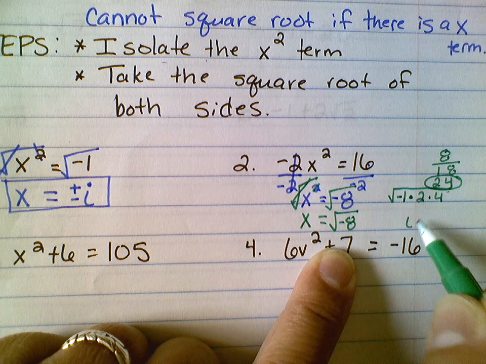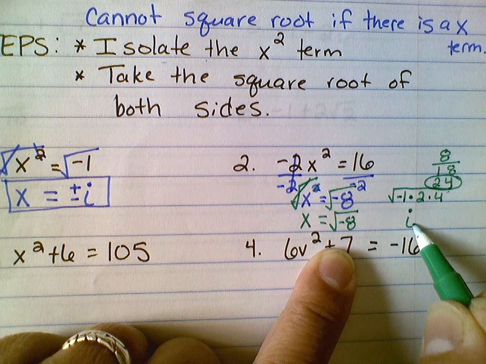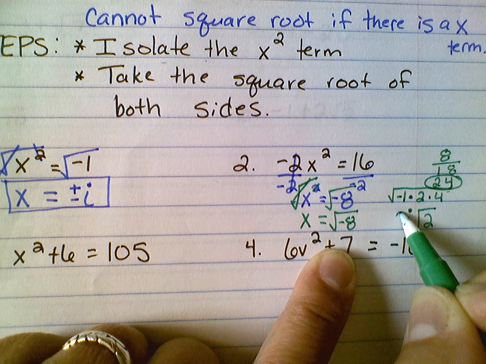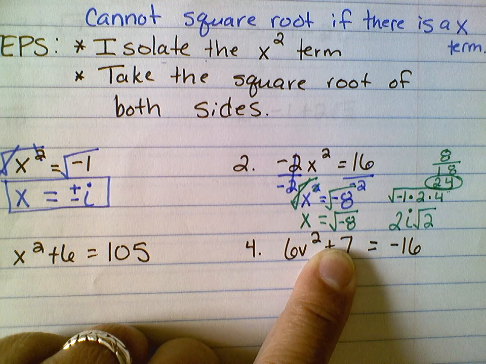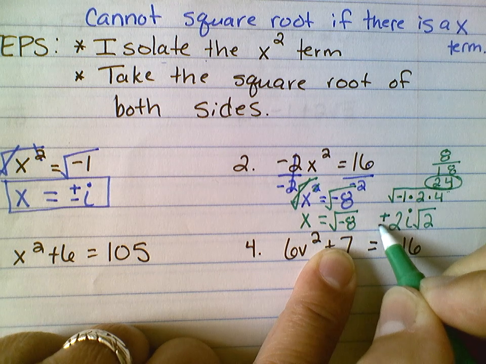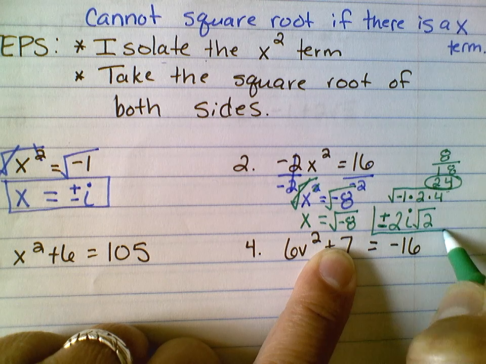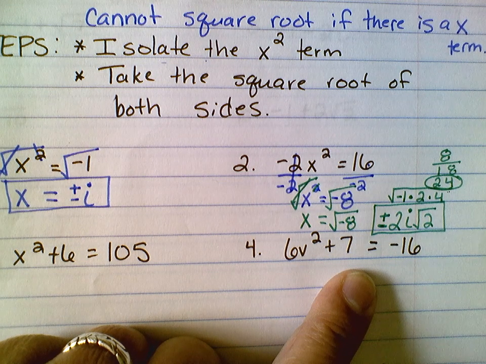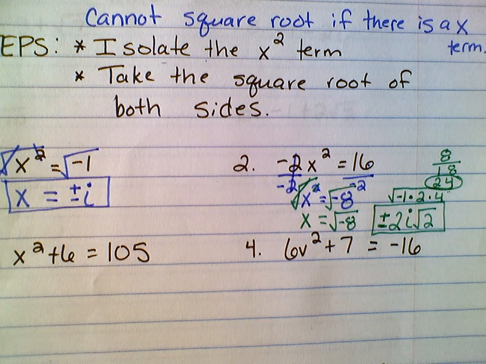The square root of negative 1 we know is i. The square root of 2 is stuck there. And the square root of 4 is 2. So that's out of the radical. And it's the positive and the negative solution. So that's 2 solutions: positive 2i times the square root of 2 and negative 2i times the square root of 2.